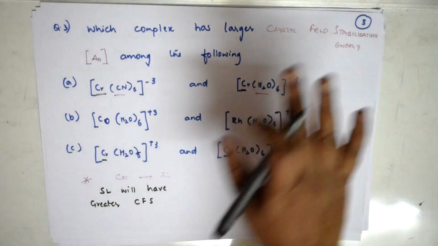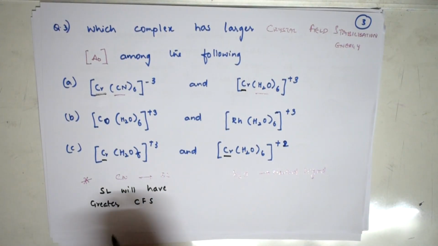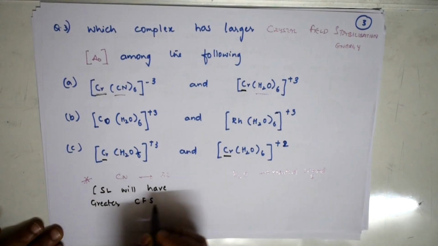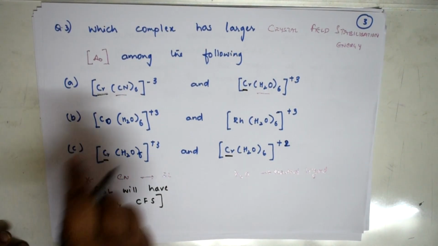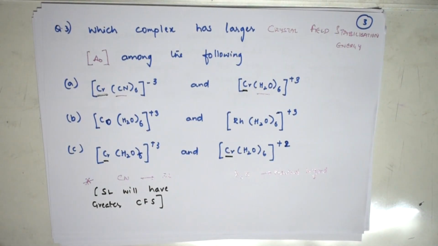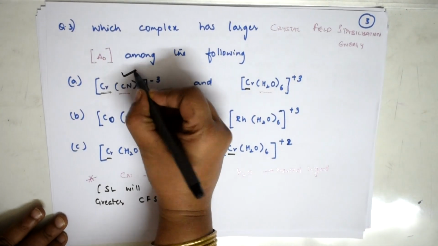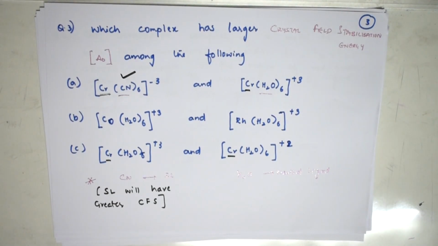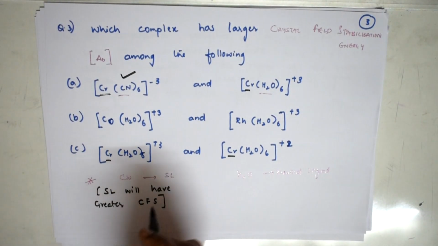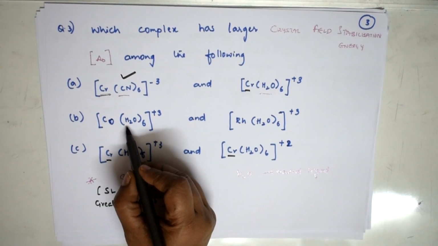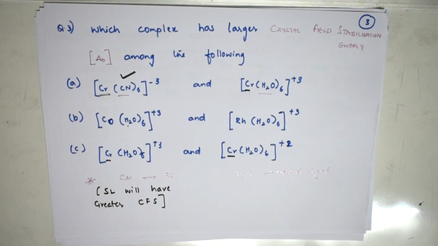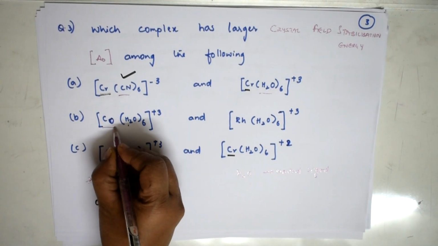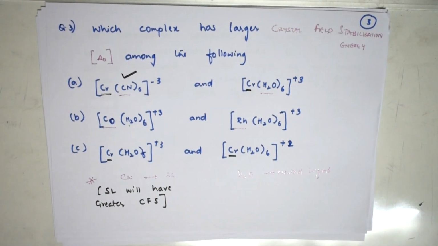So here they've asked this. If it is a strong ligand, compulsorily the crystal field strength will be more. So compared to both, which will have more CFSE? I'll take the first one. So this is the complex. Let us take the next one. Here both our ligands are same, water and water. I can't judge based on that. Now I'll be judging based on the metal atom which is given.